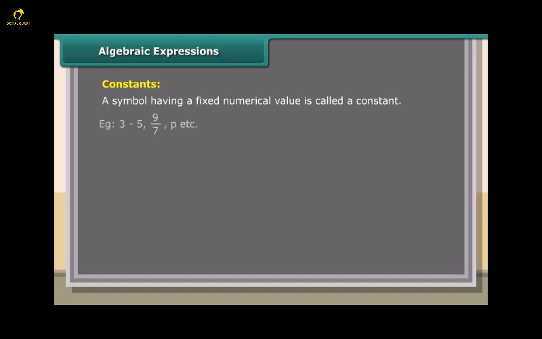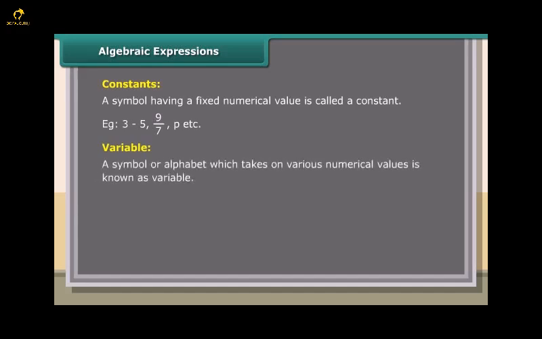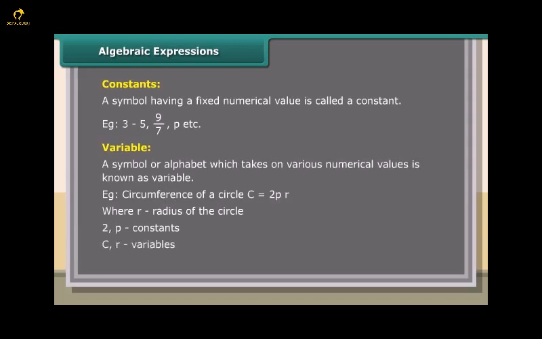Algebraic expressions. Constants. A symbol having a fixed numerical value is called a constant. Example, 3, minus 5, 9 upon 7, p, etc. Variable. A symbol or alphabet which takes on various numerical values is known as a variable. Example, circumference of a circle C is equal to 2πr, where r is the radius of the circle. 2π is a constant, C and r are variables.